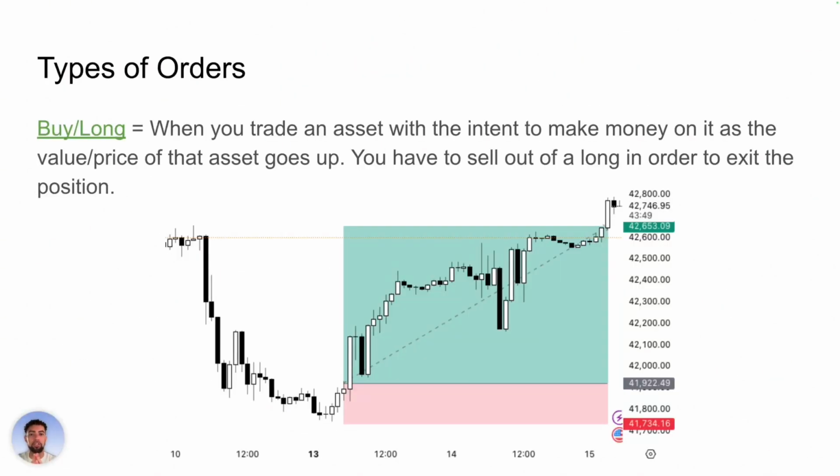So the types of orders that are out there that you can use within trading can be confusing, and they each have their own purpose. But understanding the type of orders that you're taking or placing is very important. It will honestly determine your trading strategy. Certain strategies require you to use certain orders.